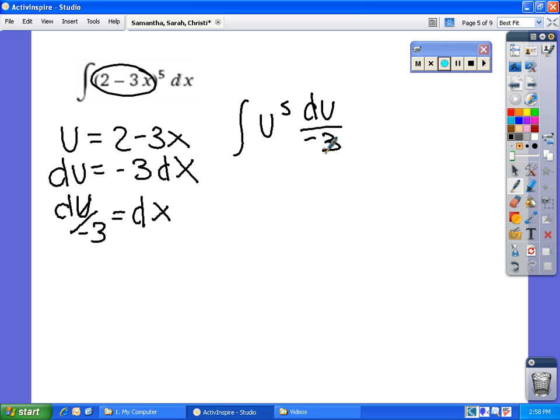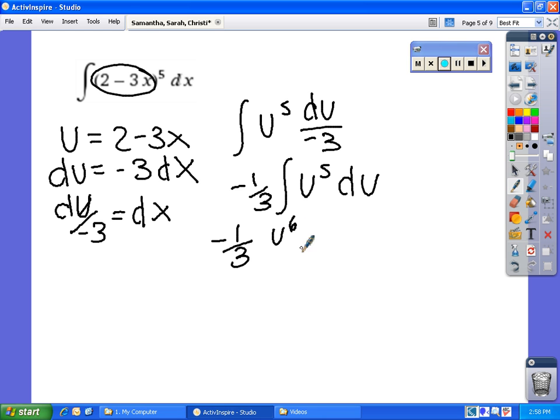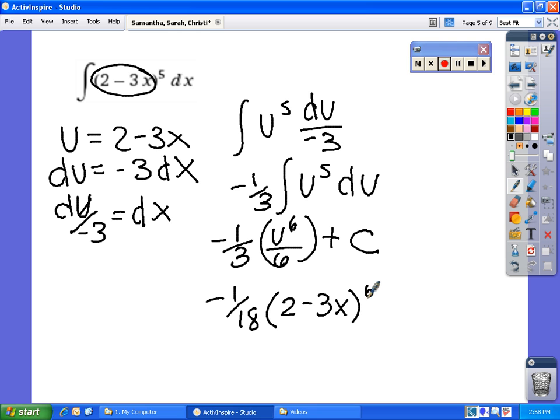And since negative 1/3 du, 1/3 is a constant, you can pull it to the outside, so it's negative 1/3 u to the 5th du, and then you integrate. So negative 1/3 u to the 6th over 6 plus c. So your final answer is negative 1/18. Then you sub your original u back in, so 2 minus 3x to the 6th plus c.